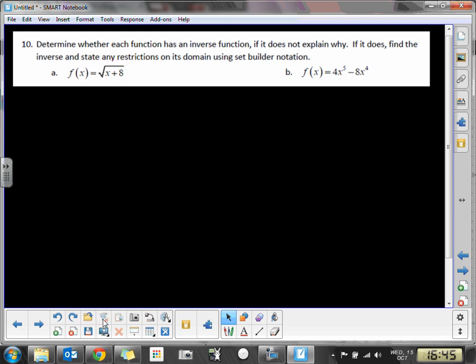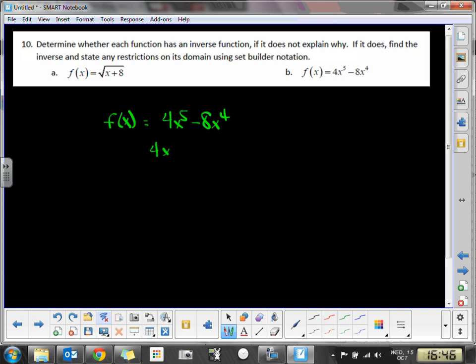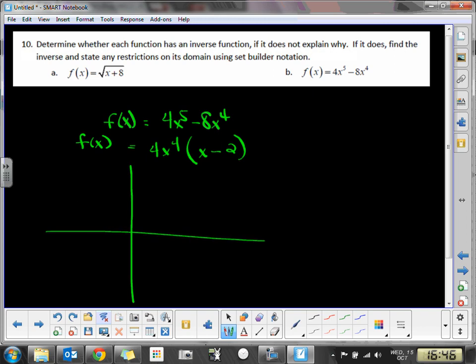Second problem here is f of x equals 4x to the 5th minus 8x to the 4th. And in order to get a good picture of this, what we want to do is factor it out. So we're going to factor out a 4x to the 4th, and we're going to be left with x minus 2. Now, in factored form, polynomial functions are fairly easy to represent and graph and get a picture of. So what I have is a graph that crosses the x-axis at 0, so 0 is an input that gives me an output of 0, and a positive 2.